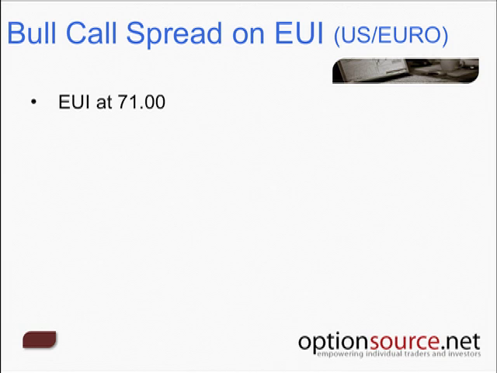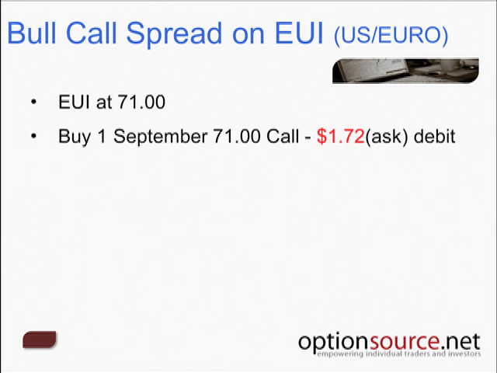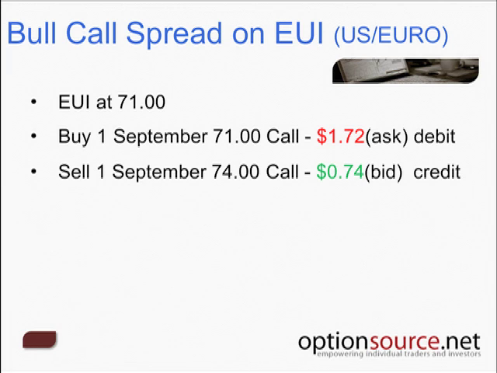So to illustrate that, let's take a quick look at the dynamics of this position. The EUI is sitting at 71. We're going to buy one September 71 call option. And when I was putting this presentation together yesterday, the 71 strike September call option was asking $1.72. So that means we would have to pay $1.72 or $172 per contract. That, of course, would be a debit to our account.